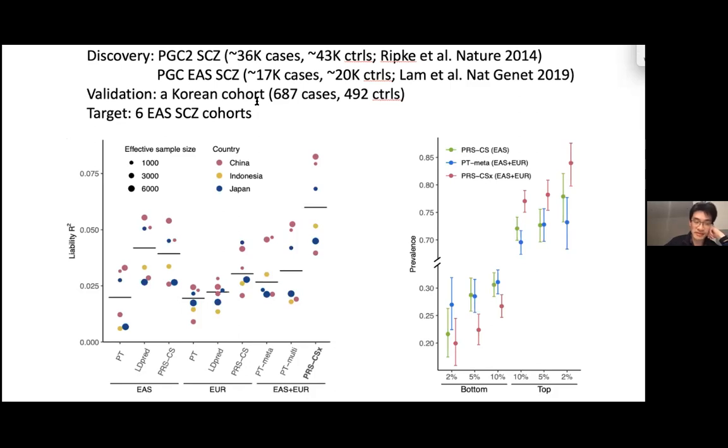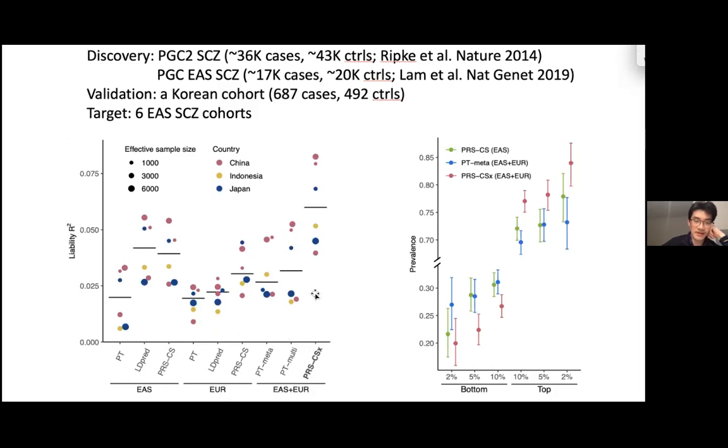And then for the remaining six cohorts, we apply the leave one out approach. So meaning that we in turn use one of the six cohorts as the testing data set, and then meta-analyze the remaining five cohorts with the other cohorts to generate the discovery GWAS for the East Asian population. We then build different PRS using the East Asian GWAS only, or using the European GWAS only, or using methods that can combine these two GWAS.